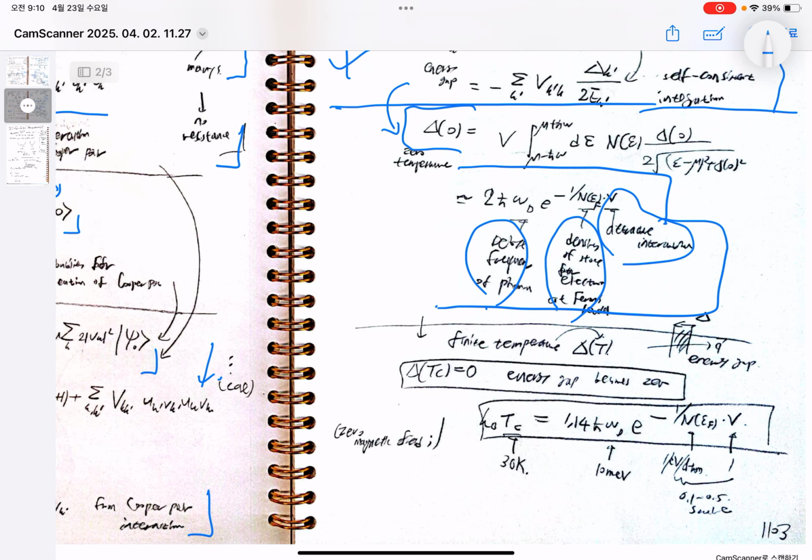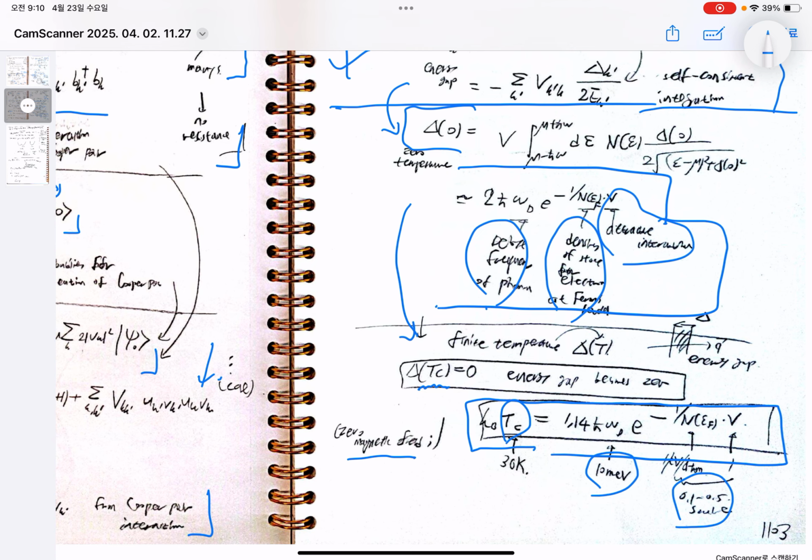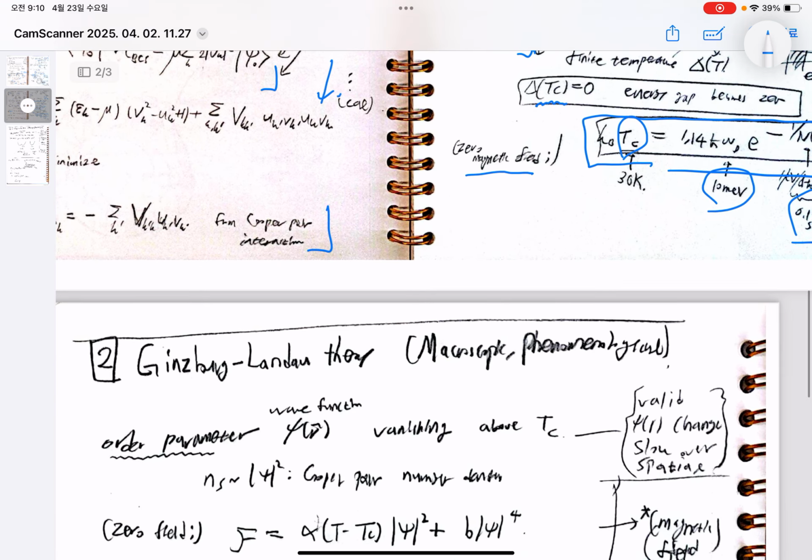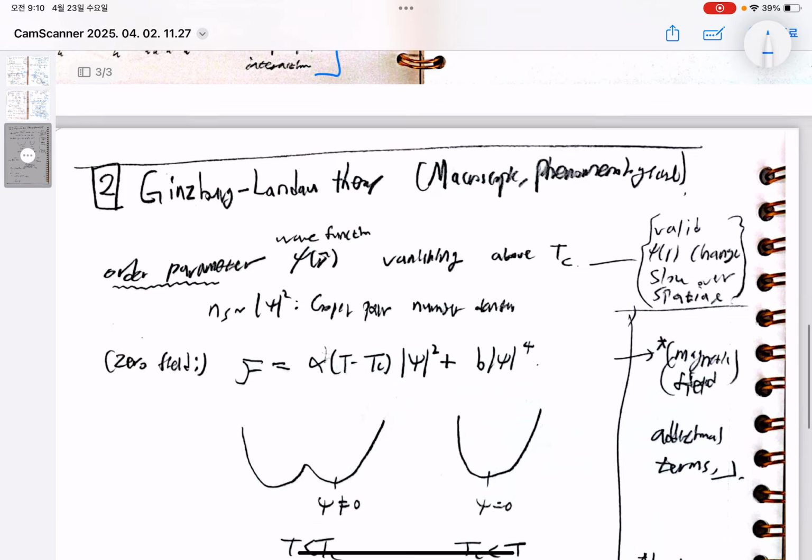And at finite temperatures, when the energy gap is equal to zero, that temperature is defined as the critical temperature. So the critical temperature can be expressed in a similar form. Here we assume the magnetic field is zero. The typical scale of the Debye frequency is an electron volt, and the attractive interaction times the density of states is of the order of 0.1. So the critical temperature is given by about 30 Kelvin, which is the expected value for a typical superconductor.